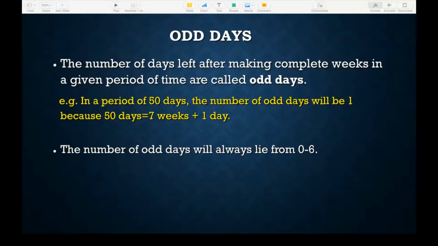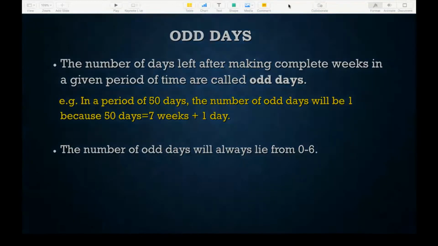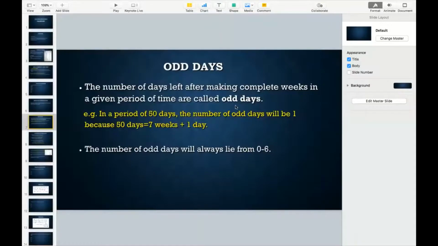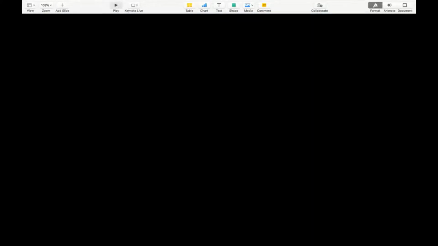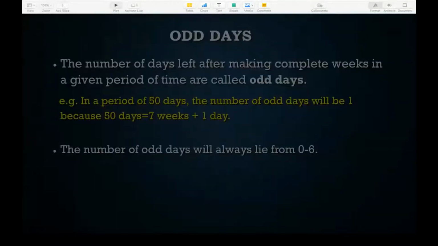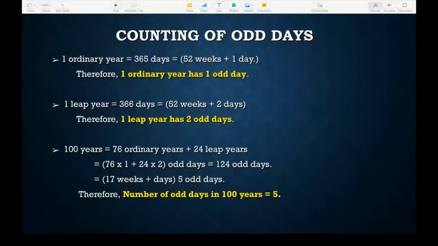You only need to remember this simple concept of odd days. Is it clear now? Great. So moving ahead, let's look into certain cases of how to find the number of odd days.